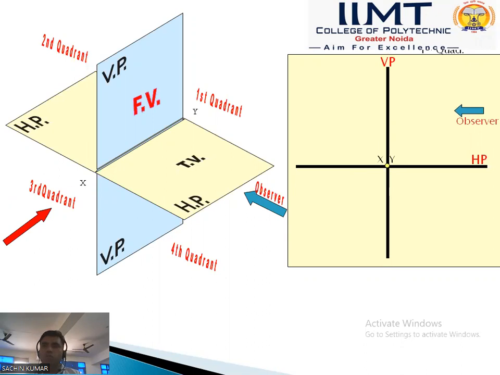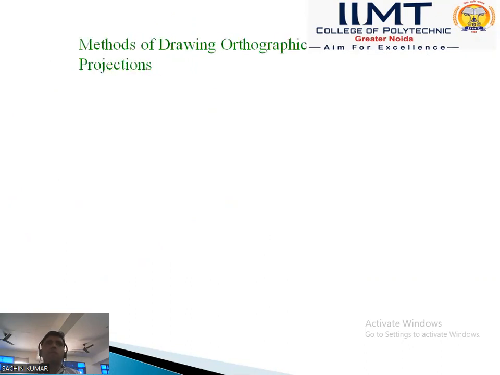That is the observer, and this is the first quadrant, second quadrant, third quadrant, and fourth quadrant. Any object's quadrant we can define in this slide. If the object lies in the third quadrant, it lies below the HP and behind the VP. In the next slide we discuss the methods of drawing orthographic projections, meaning which method can be used.